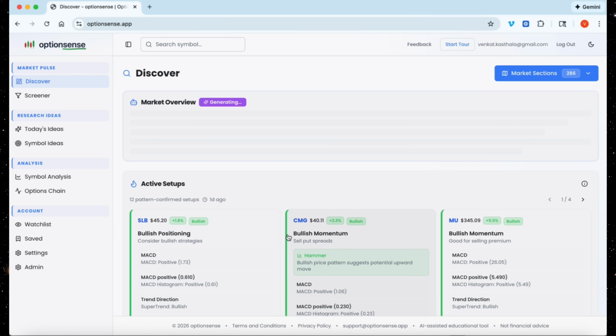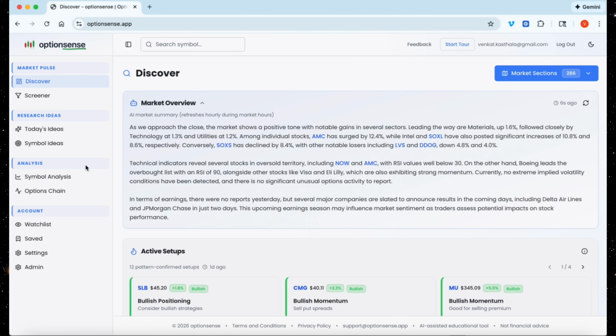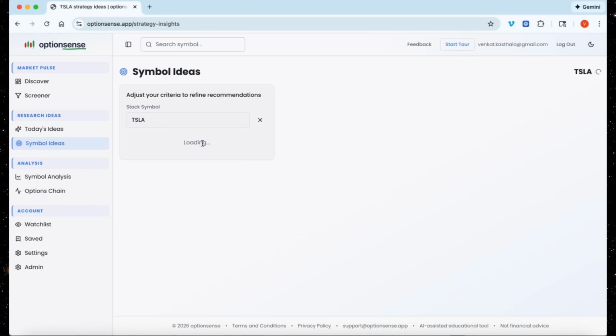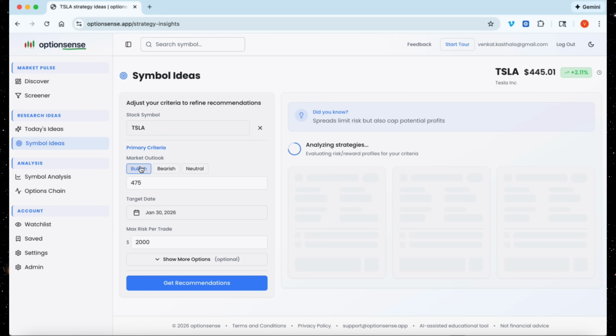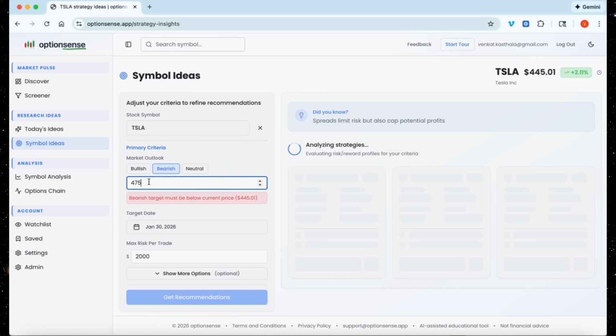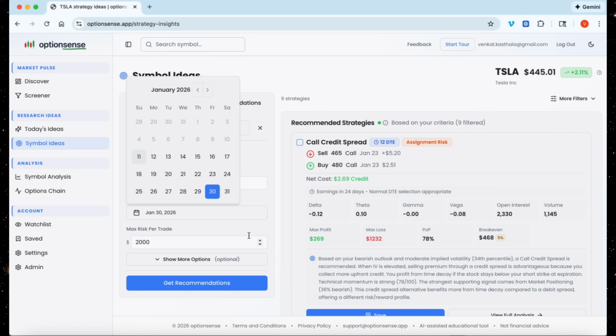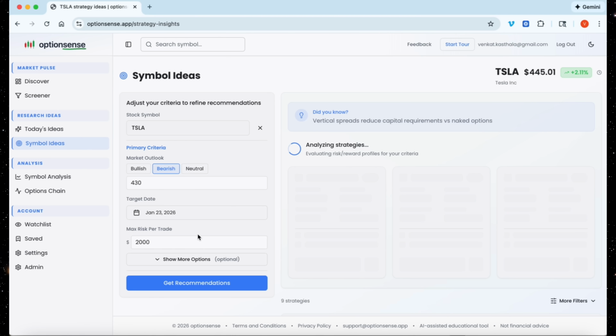Or worse, guess. Option Sense Symbol Ideas is built for exactly this. Here's how it works. Click Symbol Ideas. Search the stock. Let's say Tesla. Set your outlook, target price, target date, and max risk. Option Sense shows strategies that fit current market conditions and your criteria.